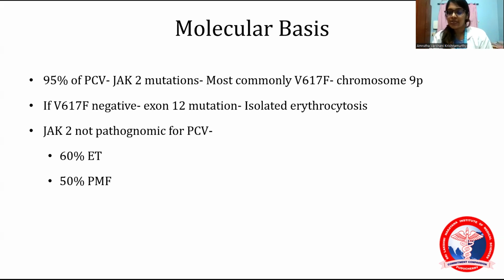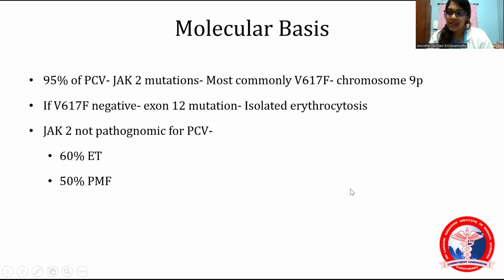mutation. The difference between an exon 12 mutation and a patient with a JAK2 mutation is that in JAK2 mutation, the patient can have all three lineages involved. That is RBC lineage, WBC lineage, as well as platelet lineage. Whereas in patients with exon 12 mutation, they are more likely to have an isolated RBC lineage increased.